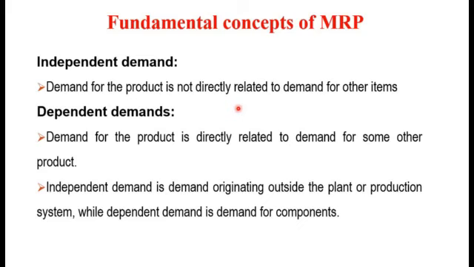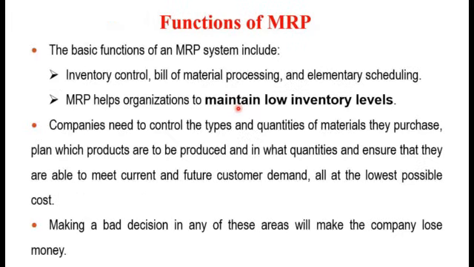That means the requirement for a component or assembly is related to the production, and independent demand is related to other quantities or controls. Now, the functions of MRP. The basic functions of material requirements planning are inventory control, bill of material processing, and elementary scheduling.